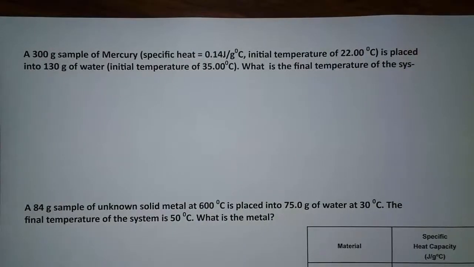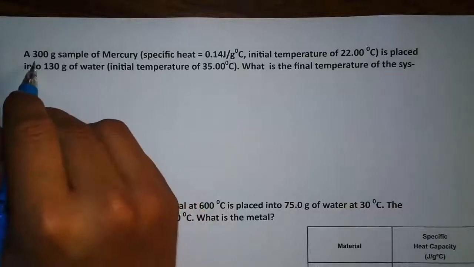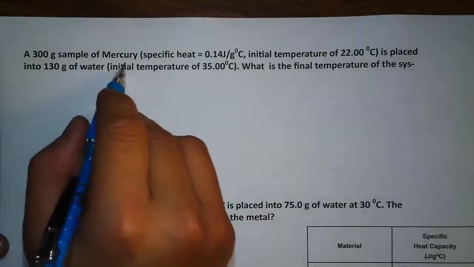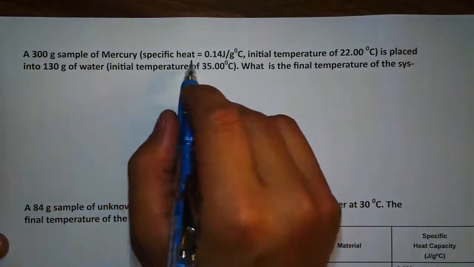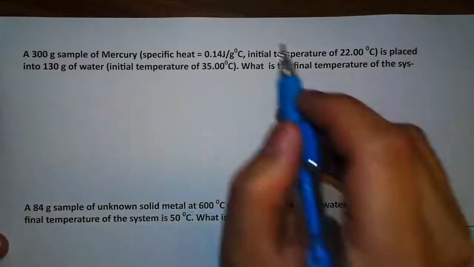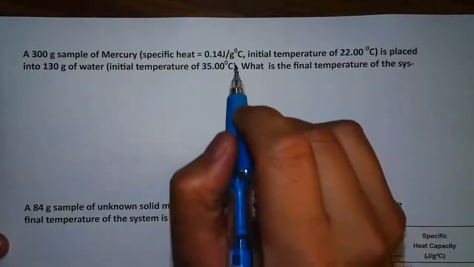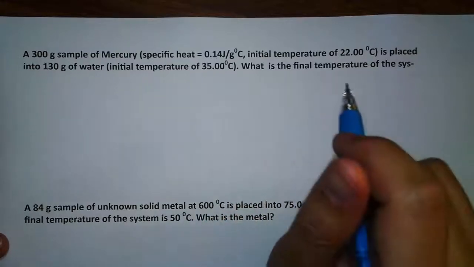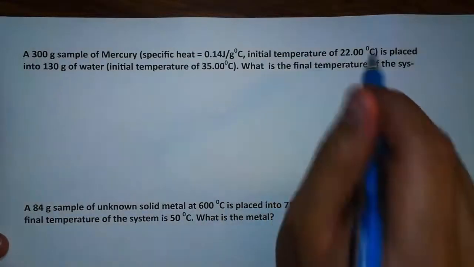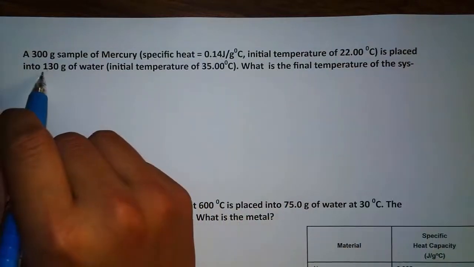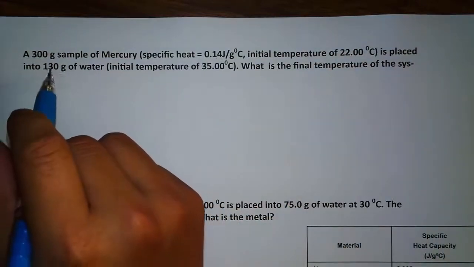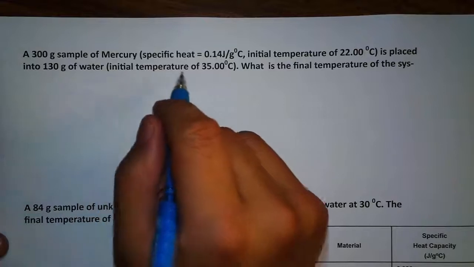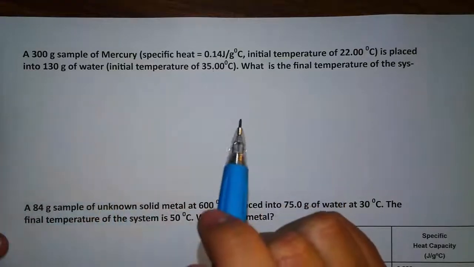Now, are you ready to try some of the AP Chem questions? Well, in this case, we have a 300 gram sample of mercury with specific heat capacity, or sometimes we just say specific heat, equal to 0.14 joule over gram degrees Celsius. And the initial temperature is 22.00 Celsius. It's placed in 130 grams of water. The initial temperature is 35 degrees Celsius.